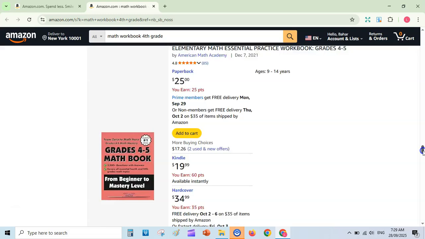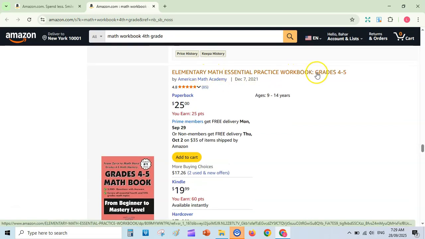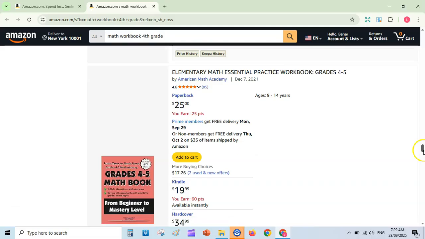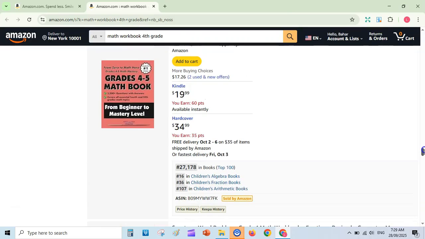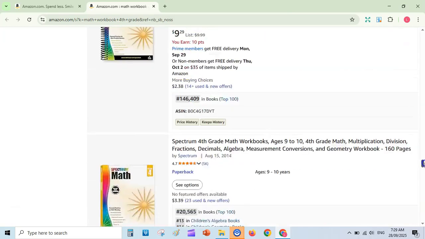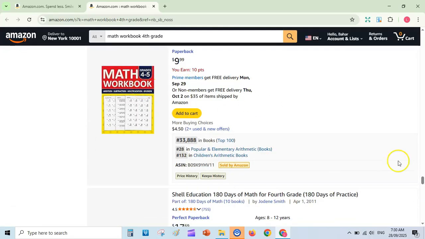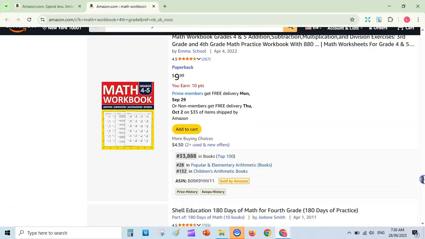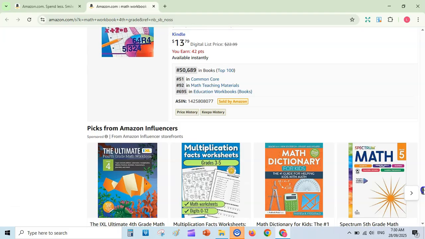Just fine. Another very good book, like Elementary School Maths Essential Practice Workbook. The title of this book is selling and this is independently published and they have very good ranking at the moment. Review count is 85, 4.8 star rating. It is independently published and it is selling very well. 33,000. Ranking organically. They have a very high review count, 267. So you get the idea.